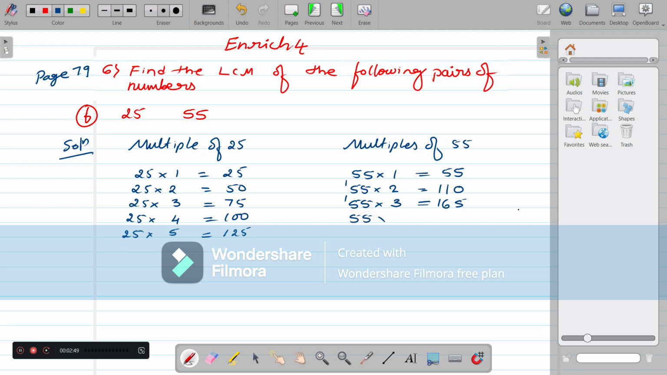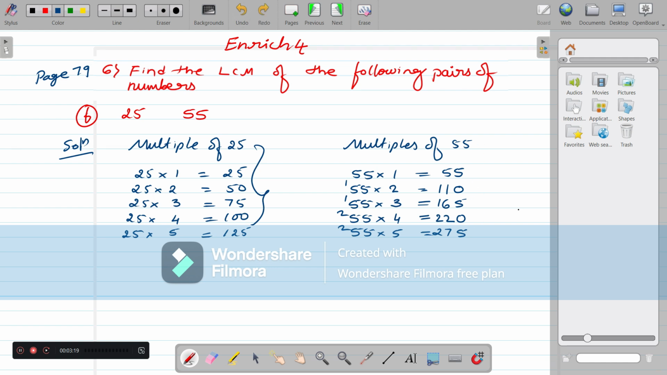And then we find the fourth multiple of 55. 5 fours are 20, 0, 2 carry. 5 fours are 20, 20 plus 2 is 22. And then we get 55 into 5. 5 fives are 25, 5 fives are 25, 25 plus 2 is 27. So now we have the first 5 multiples of 25 and 55.